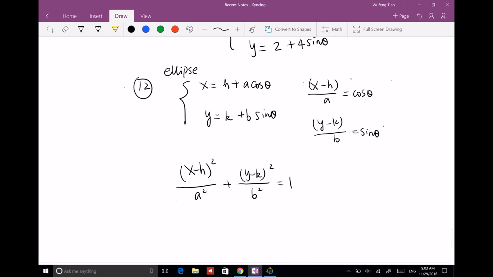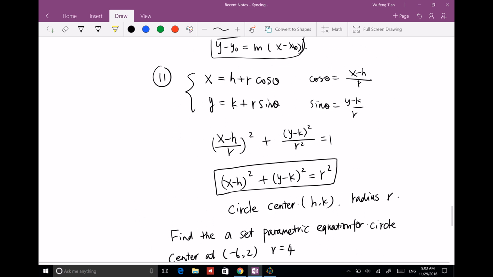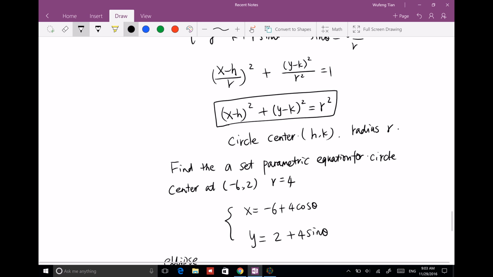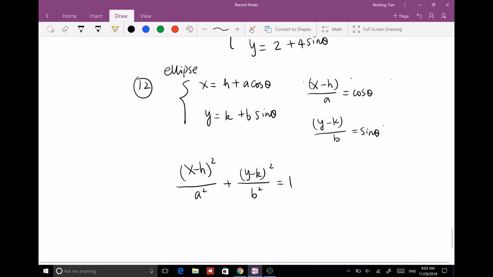Let's continue. I think we did this one yesterday. x equals h plus r cosine theta, y equals k plus r sine theta is the same as this. Alright, so one more, the next example is the hyperbola.